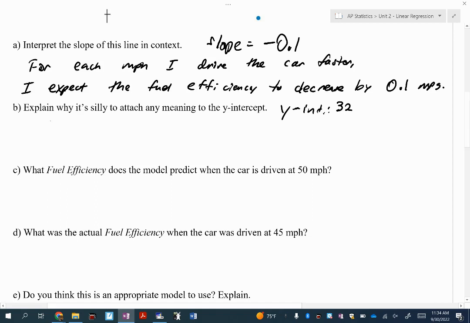0 speed. So if I'm what, parked? Okay. What do I expect my fuel efficiency to be? 32.